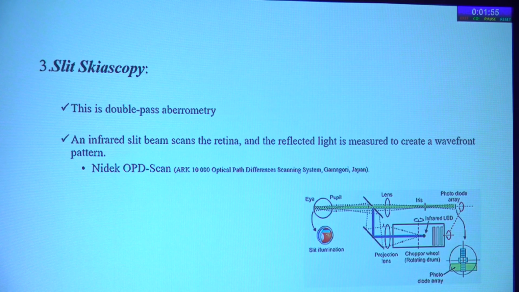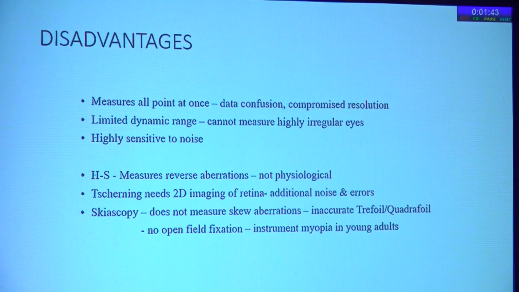The Skiascope is a double pass aberrometry. Basically, an infrared light scans the retina and the reflected light is measured to create a wavefront. So we are doing two measurements, which is why it's called double pass aberrometry. The NIDEK OPD-Scan works on this principle. The total disadvantage of all these aberrometers is that they measure all the points at once.